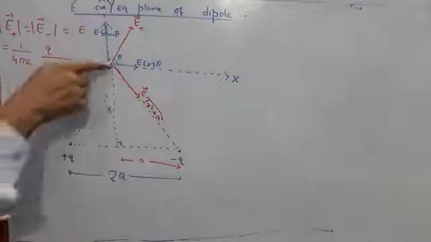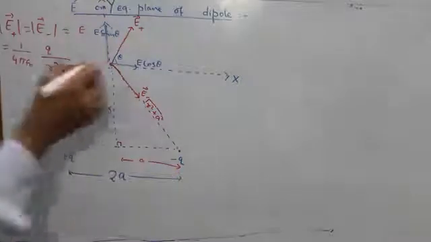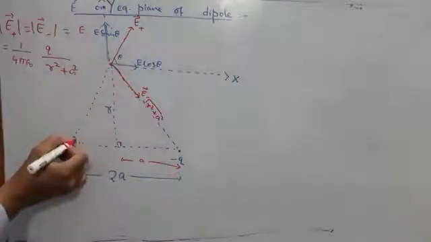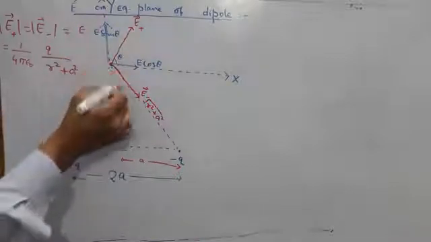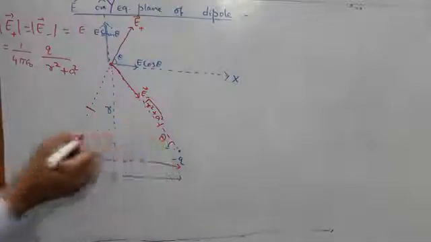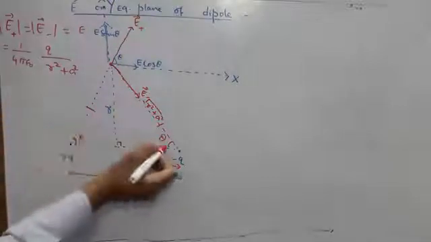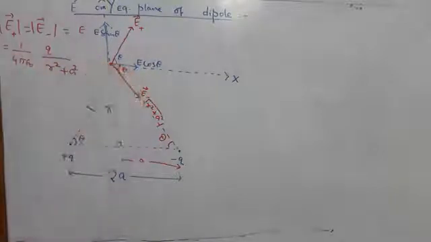Now since I have chosen this x-axis as parallel to the base of the dipole, and this angle I have chosen as theta, by geometry I can say this angle is also theta. Now this is an isosceles triangle, these two sides are equal, therefore this angle must be theta. And if this is theta, this line is parallel, so this angle must also be theta.